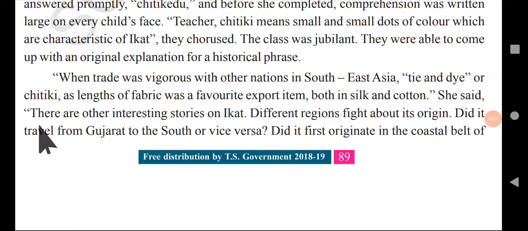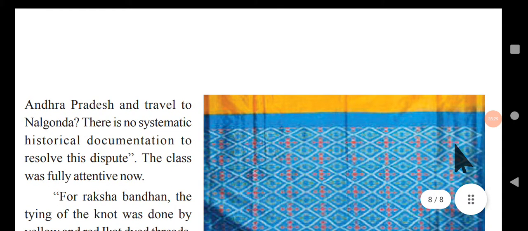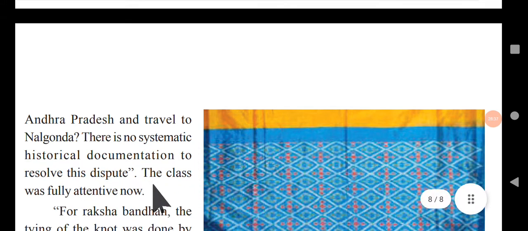She said, there are other interesting stories of ikat. Different regions fight about its origin. Did it travel from Gujarat to South or vice versa? Did it first originate in the coastal belt of Andhra Pradesh and travel to Nalgonda? There is no systematic historical documentation to resolve this dispute. The class was fully attentive now.